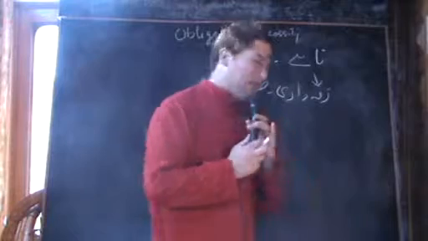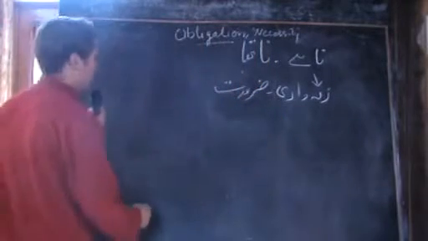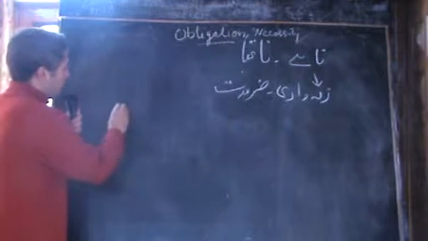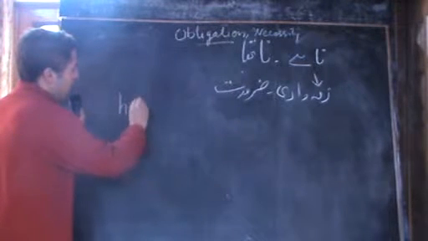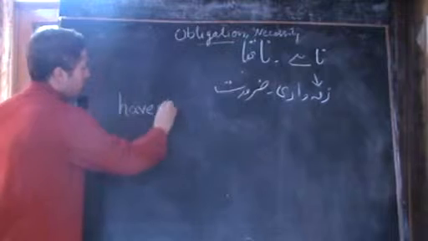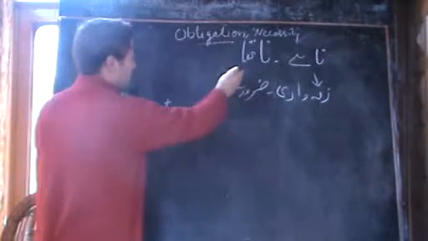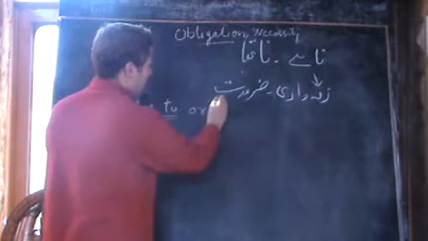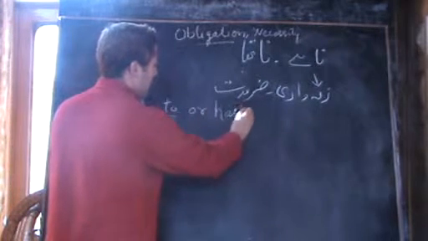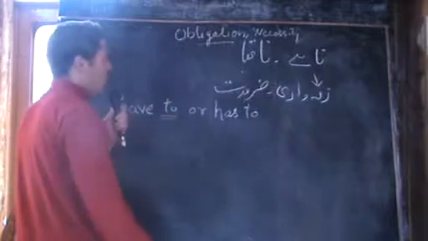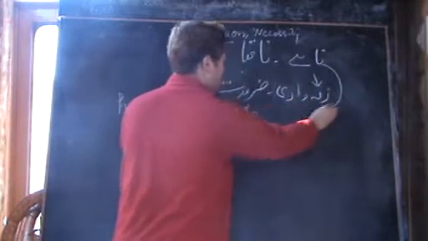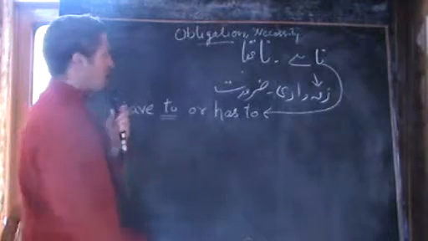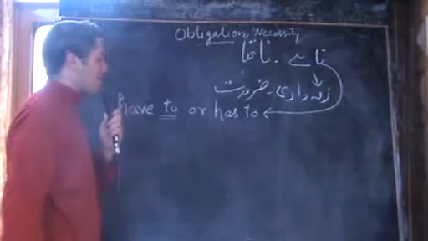Let's see the formula first. And I will write here, we have to use have to. So when such kind of sentences are there, we use have to or has to for the present, and later we'll do for the past. So we'll write here the formula.